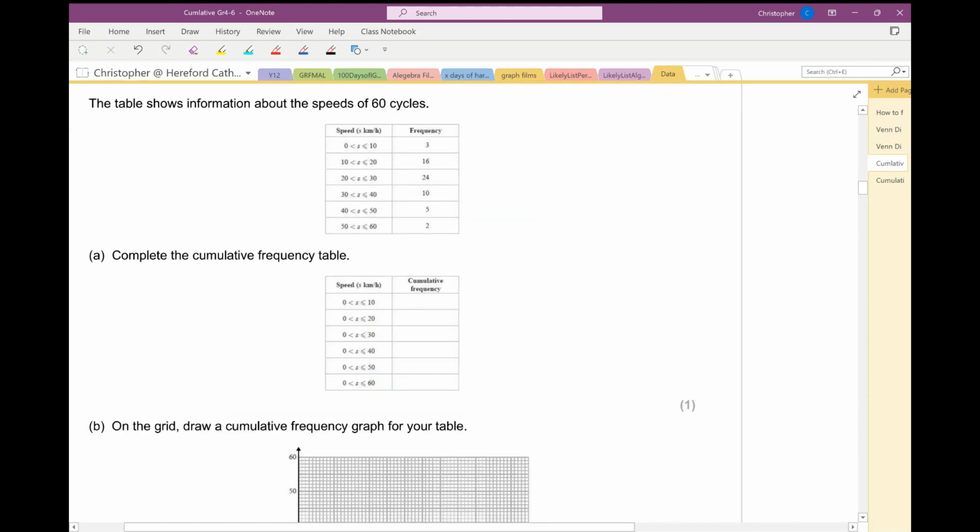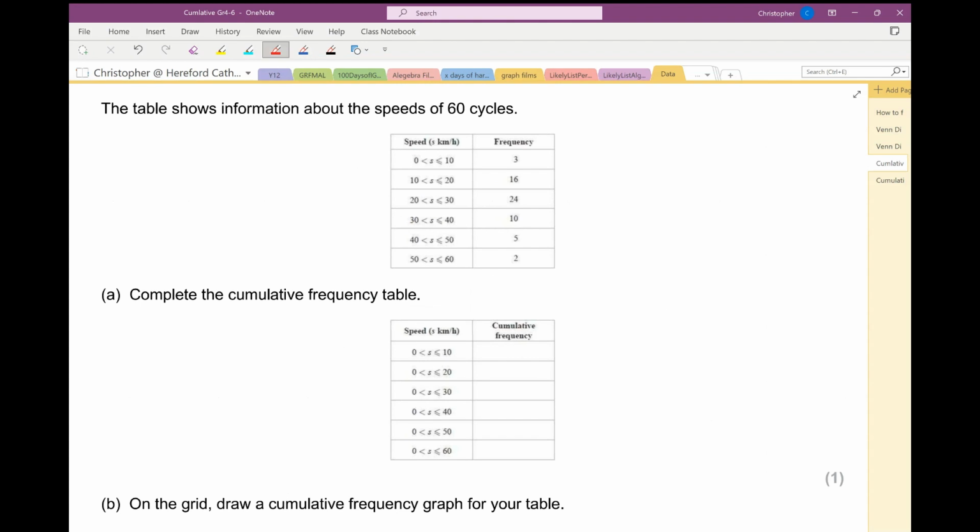Question 2. The table shows information about the speed of 60 cycles. So I'm expecting there to be 60 cycles altogether. Complete the cumulative frequency table.